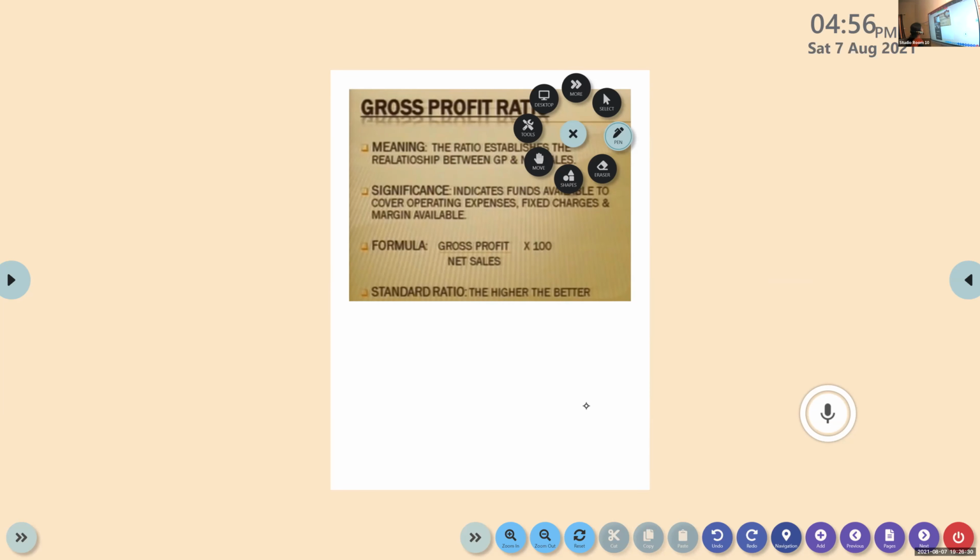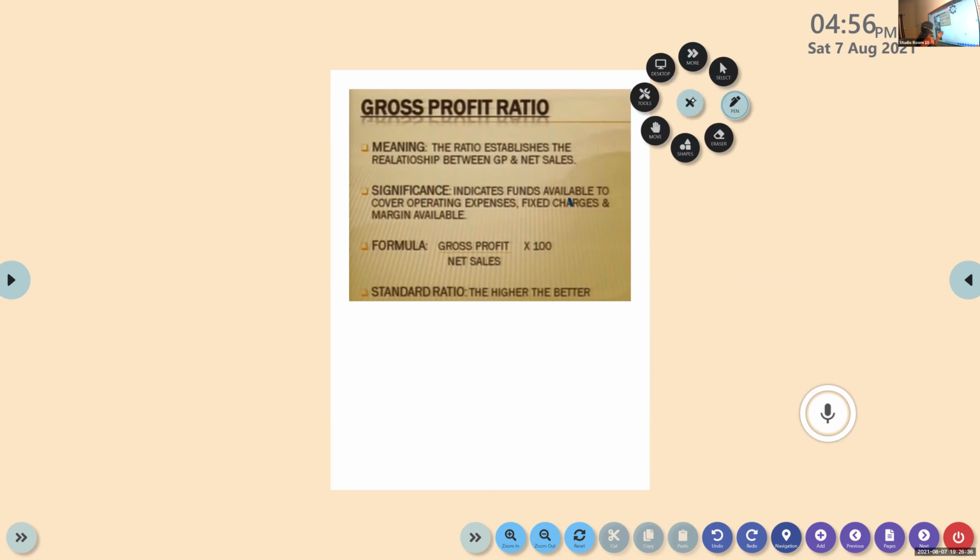Here also we don't have a standard ratio. Always, the higher the ratio, the better it is for the firm. That is the interpretation we give. So gross profit ratio is gross profit divided by net sales into 100. Into 100 means we express it in the form of percentage.